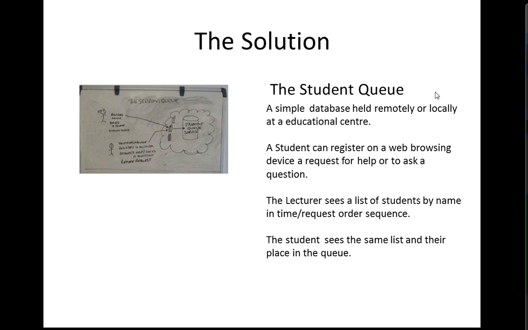When you need to talk to an attendant, you press the overhead service button. The lecturer sees the queue, the list by name in time request order sequence. The student sees the same list and their place in the queue.